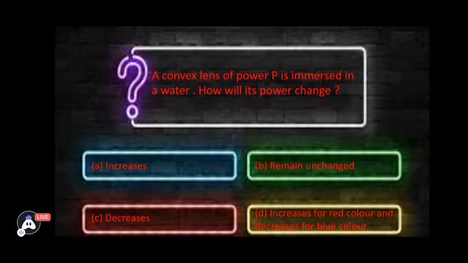A convex lens of power P is immersed in water. How will its power change? Now a convex lens has power P, that is immersed in water. It is immersed in water. How will its power change? What difference will there be to its power? Will the power increase, or will it remain unchanged, decrease, or the fourth option says increases for red and decreases for blue. Think carefully and let me know the answer.